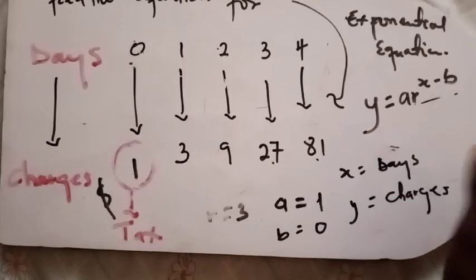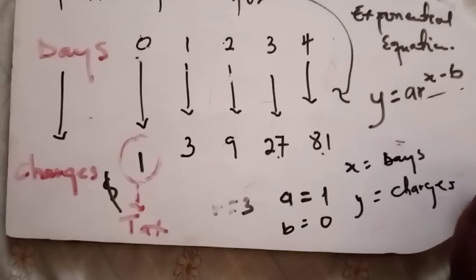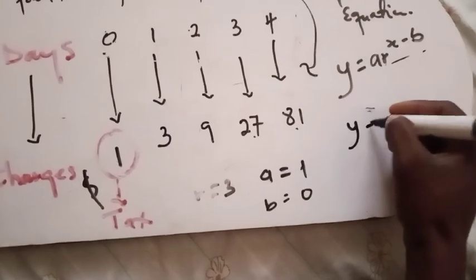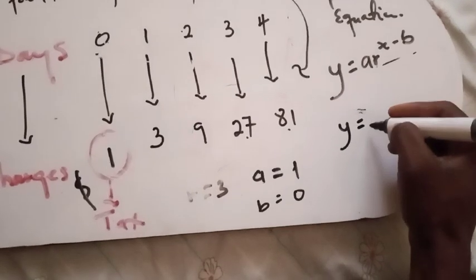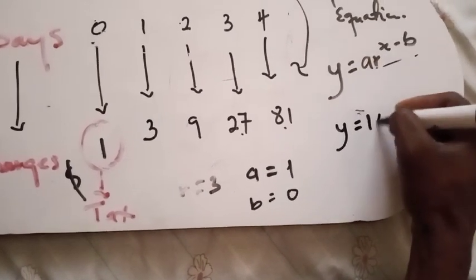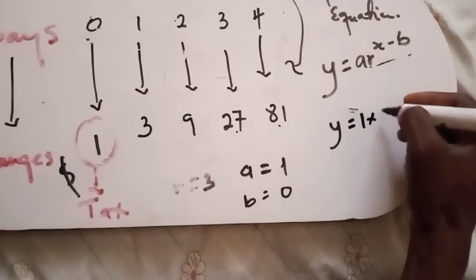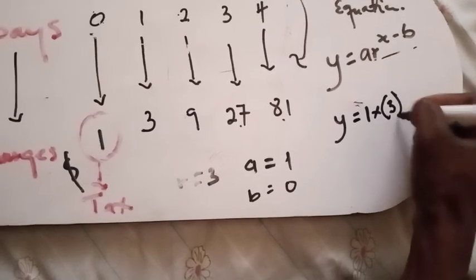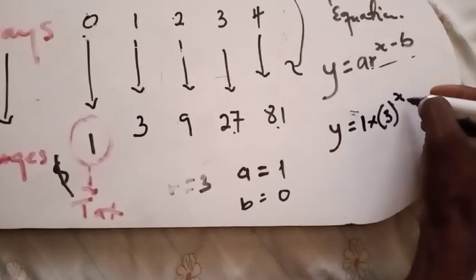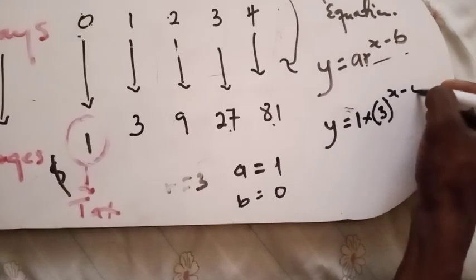That is how exactly you write the general rule. So how do you write that? Here we are having y. Since y are many, we are maintaining the y here. The a is 1. This is multiplying, so multiply by the r. R is 3. Everything is raised to the power x, which is also a many number of days, and then minus 0.